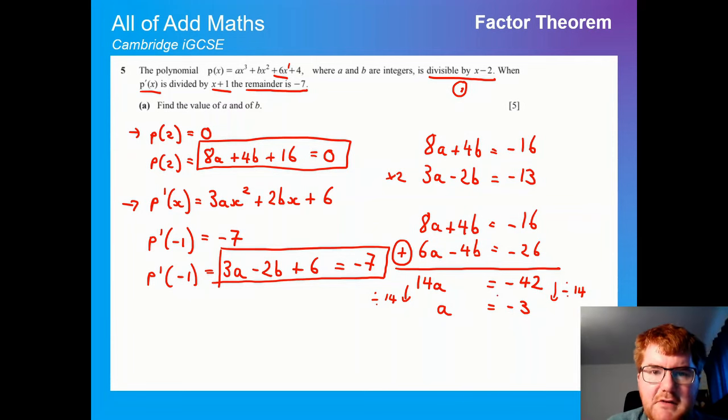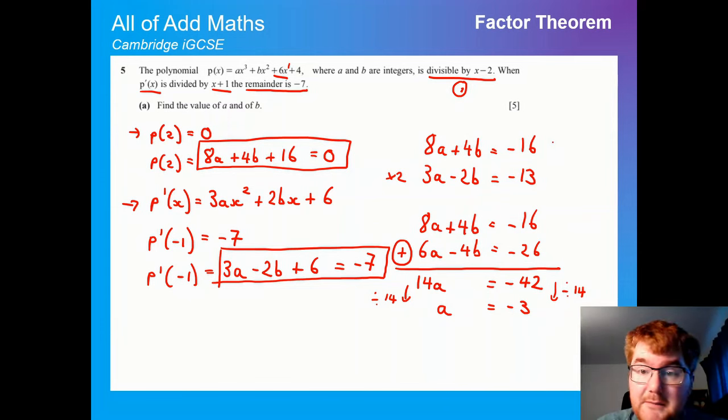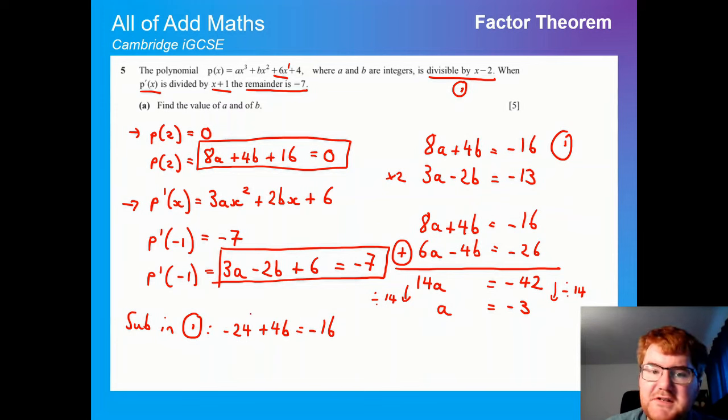Once we've got a as minus 3, we can substitute into any of the equations that we've seen so far. I think I'm going to choose this equation here at the top, so sub in 1, just because the b is positive, that's the only thing I've spotted there. So 8 lots of a, so 8 lots of minus 3, that's equal to minus 24, plus 4b is equal to minus 16. Then we're going to add 24 on both sides. That gives us 4b is equal to positive 8, and then b is equal to 2.